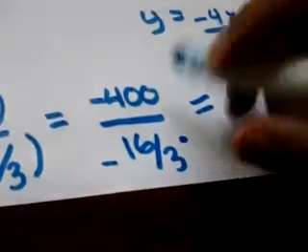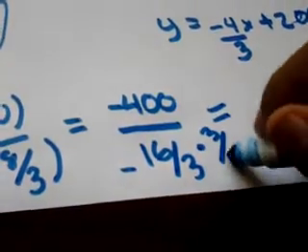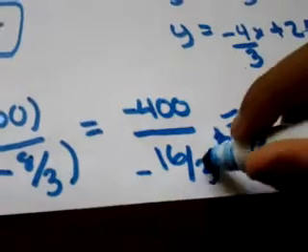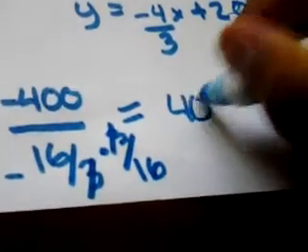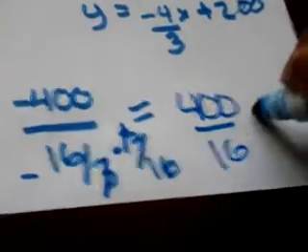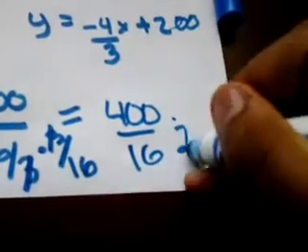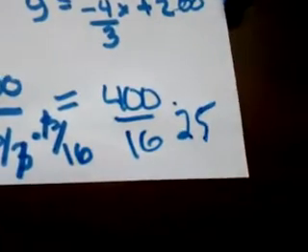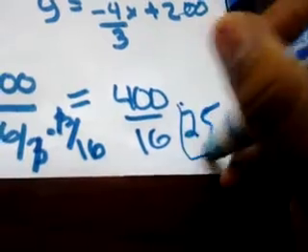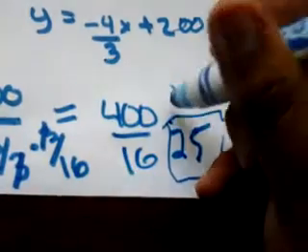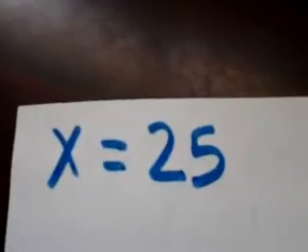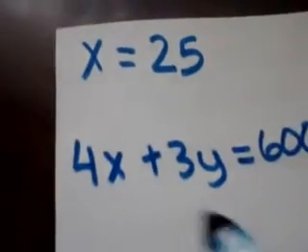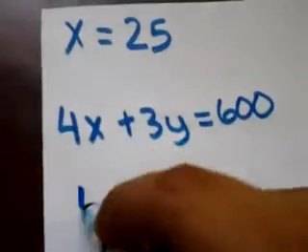First you have to do the reciprocal: 3 over 16. Cancel out the 3's, and it will be 400 over 16, which will give you 25. And that will be our x value. Our answer will be x equals 25, and we will go back to our perimeter.